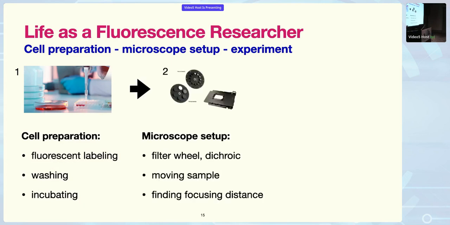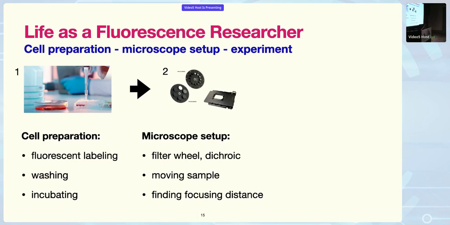So what we have to do before setting up an experiment is to choose the appropriate filter in our filter wheel, to choose a dichroic mirror that is compatible with the wavelengths of our fluorescent protein, which we labeled the cells. We have to move the sample to get a good position to look at. We have to find the focusing distance and so on. So imagine that a researcher has to do this manually. I think it's still doable for setting this up. We have to just manually turn the wheel, put the cells in a different position.